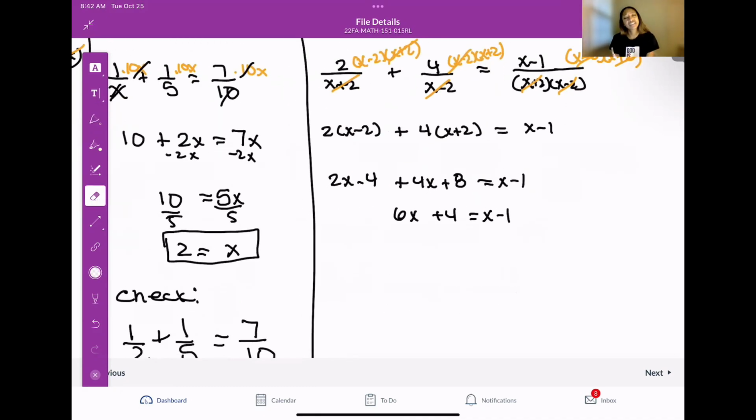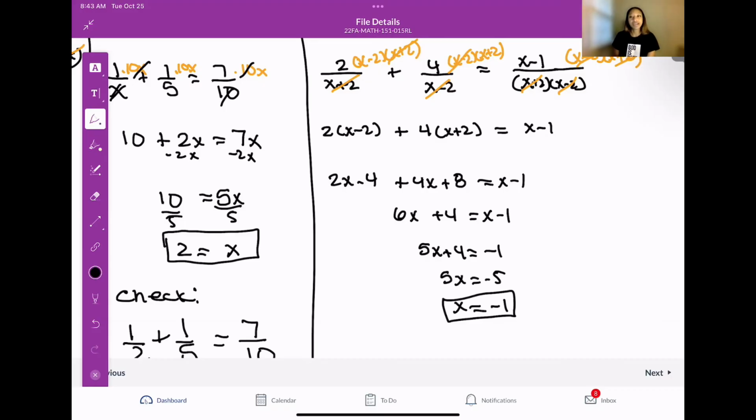If we move all of the x's to one side, we can subtract x from both sides, and that'll give us 5x plus 4 equals negative 1. Then subtract the 4. 5x is equal to negative 5. And finally, dividing by 5, x would be equal to negative 1.